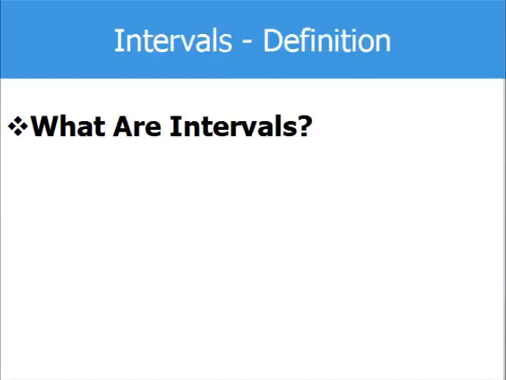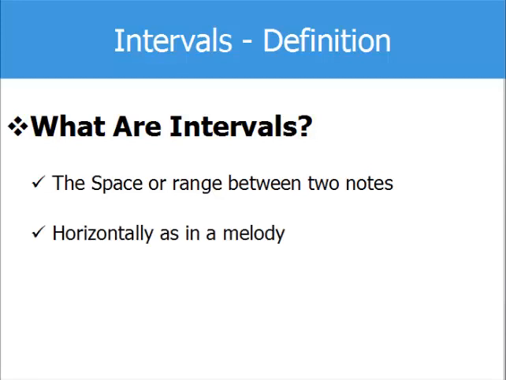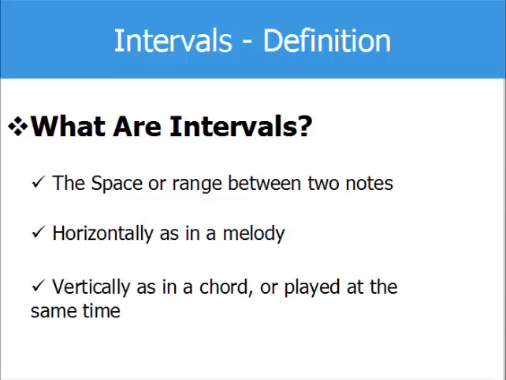Now, what are intervals exactly? Well, intervals are defined as the space or range between two notes. You take any two notes, they can be close to each other or further apart. And they can also be laid out horizontally, as in a melody, one by one, or they can be laid on top of each other, vertically, like in a chord. If you have a chord, you have basically a series of two or three different intervals.